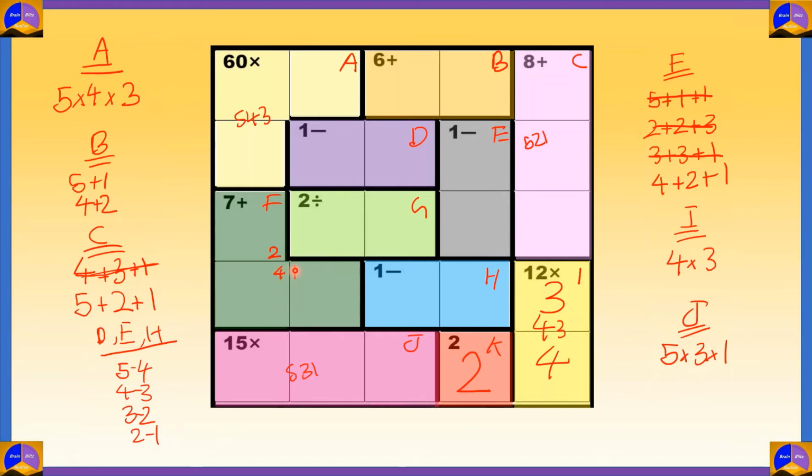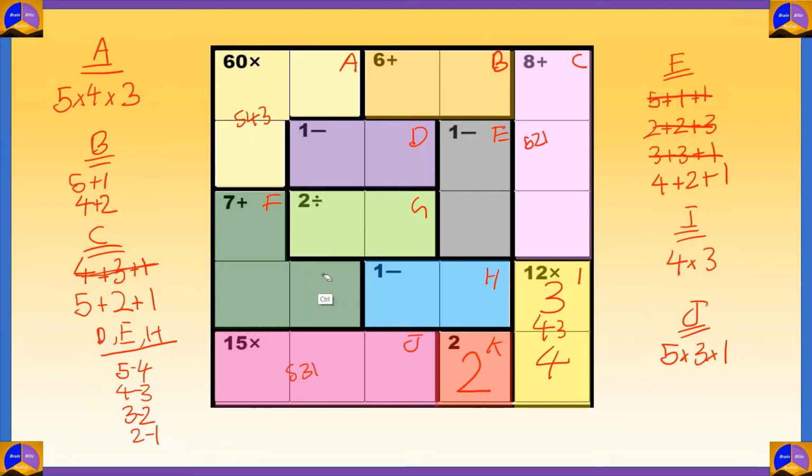Let's try 4 and 2. So 2 over here and 1 over here. Now in this case, the remaining numbers in this row would be 1 and 5. But 5 minus 1 or 1 minus 5 is not equal to 1. So we'll not use this option.